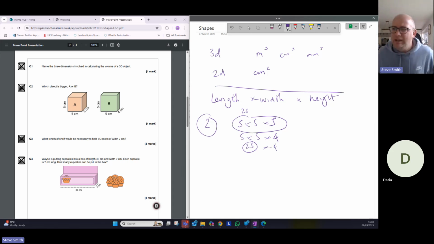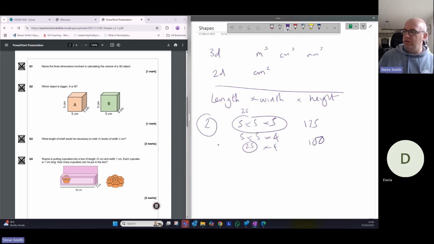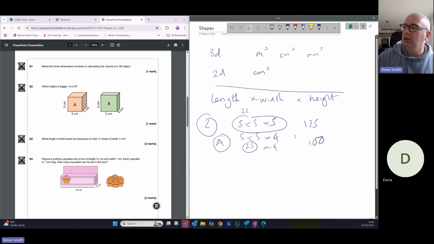So I can clearly see, without having to work it out, what the actual answer is. Okay, we know it's 125 or over 100, but we can see by looking at the dimensions that this one is going to be bigger, because we're timesing it by one more than the other one. So straight away we're saying A is bigger, because we can see the dimensions are bigger.